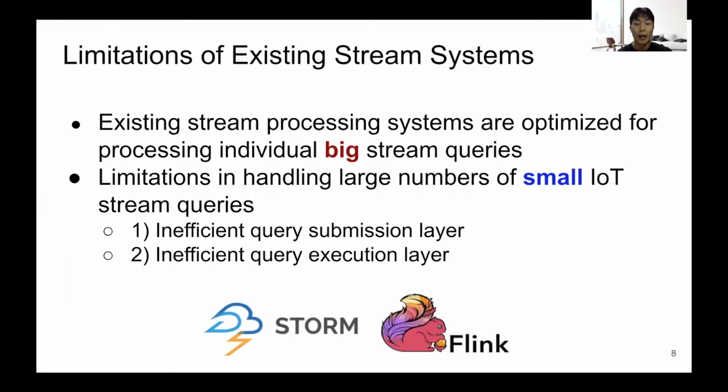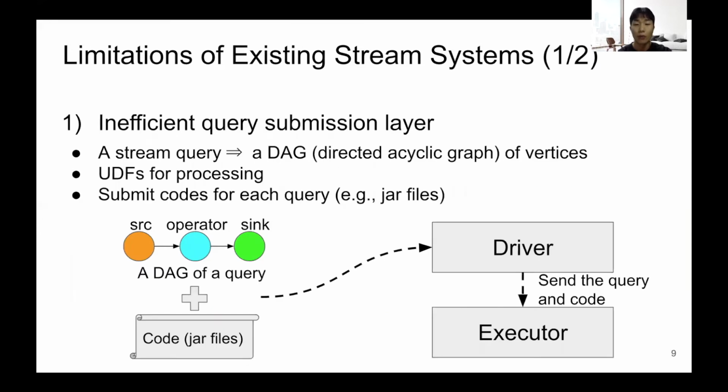However, as existing stream processing systems are optimized for processing individual big stream queries, they have limitations in handling a large number of small IoT stream queries due to an inefficient query submission and execution layer. To explain the limitation, we first illustrate how they submit a stream query. Usually, a stream query is represented as a directed acyclic graph, and the query has user-defined functions and code which are written by application developers. So to submit a query, both the DAG information and the code are sent to and uploaded to the driver, and the code is loaded to the executor.